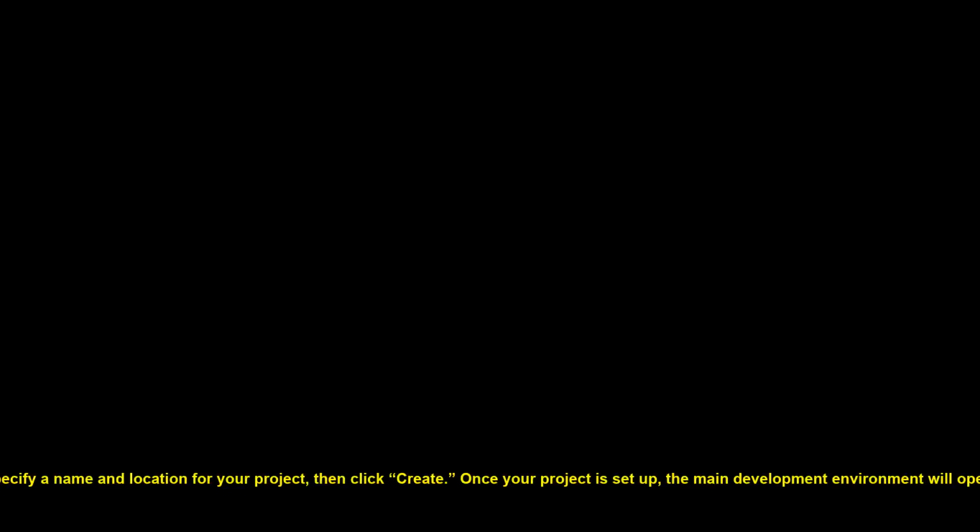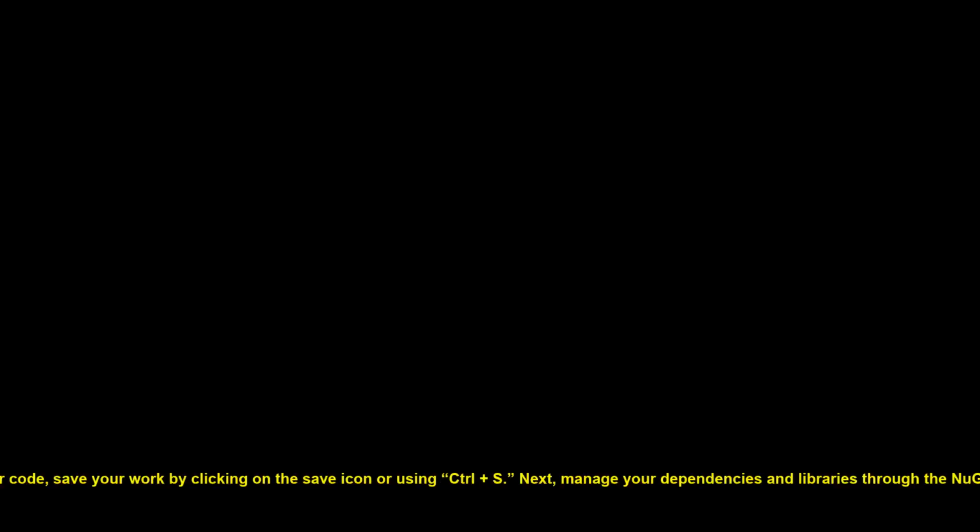Once your project is set up, in the main development environment, familiarize yourself with the Solution Explorer, which displays your project files. In the main coding area, you can start writing your code. After completing your code, save your work by clicking on the Save icon or using Ctrl+S.